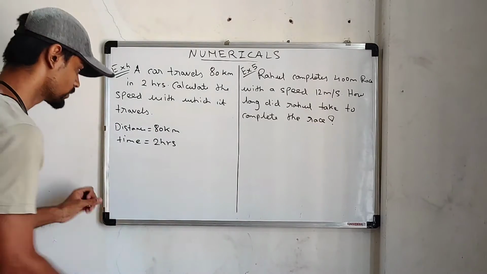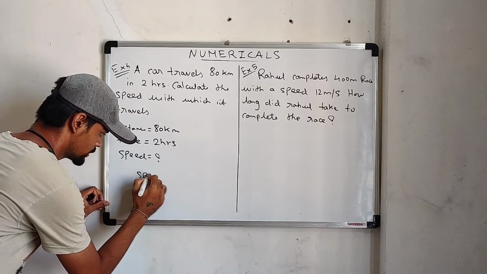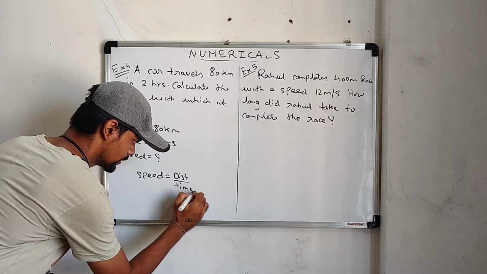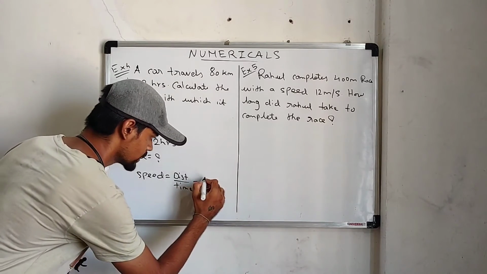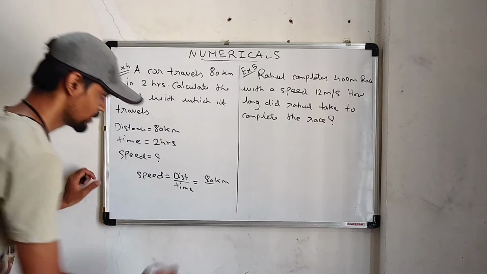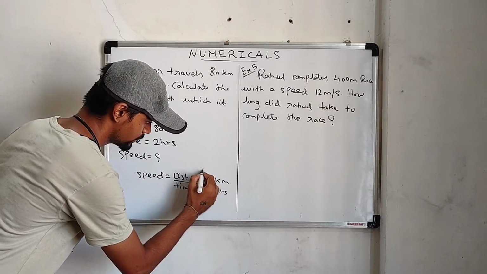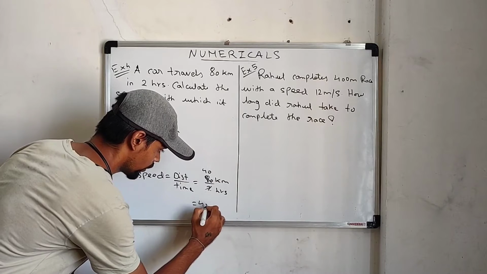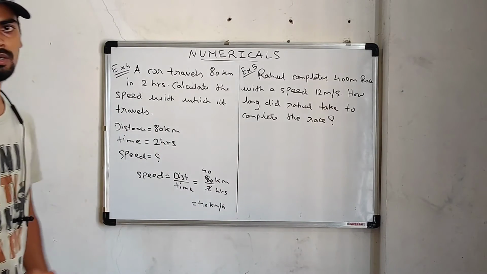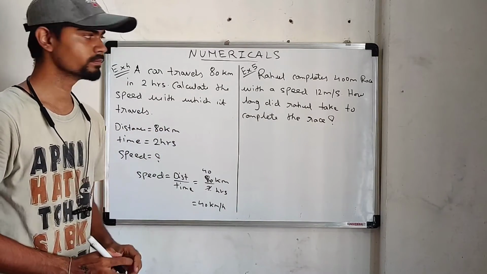We need to find out the speed, right? Very easy. Speed is equals to what? Distance upon time. Distance is given to us, yes, that is 80 km. Time is given to us, that is 2 hours. Okay, so 2 4s are 8. So what you got? 40 km per hour. That is the speed of a car by which it is traveling. Okay, now let us look at the next sum.